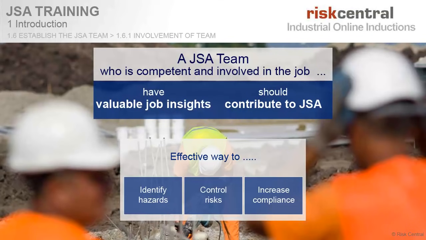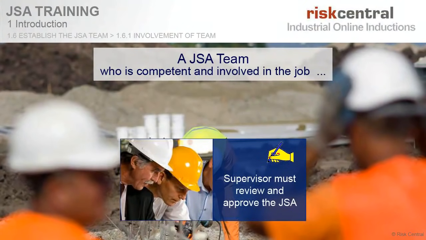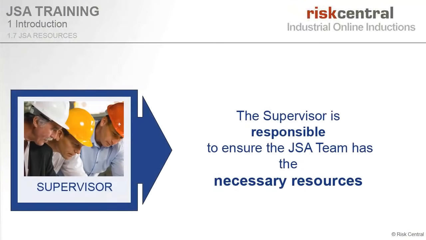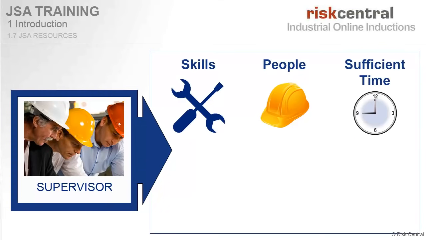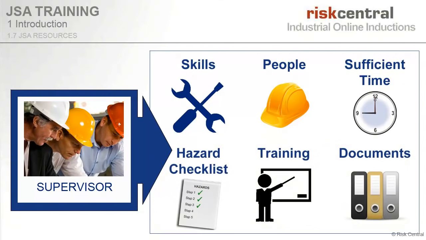A JSA can be completed by a team with or without the participation of the supervisor, but the supervisor should review and approve the JSA. It is the supervisor's responsibility to make sure that the JSA team has the necessary resources to complete the JSA properly. This includes skills, people, sufficient time, hazard prompts, checklists, training, relevant records and documents.